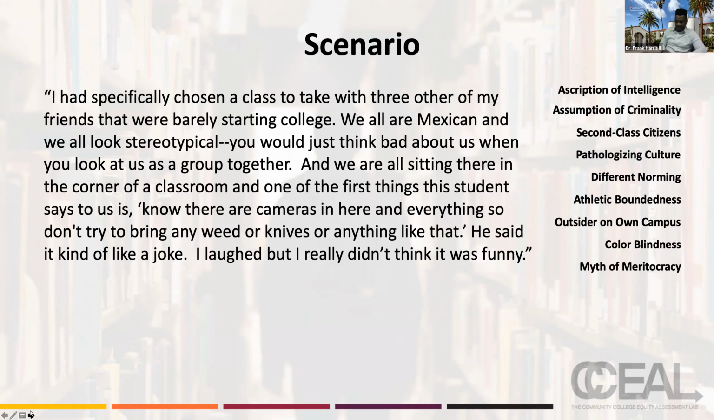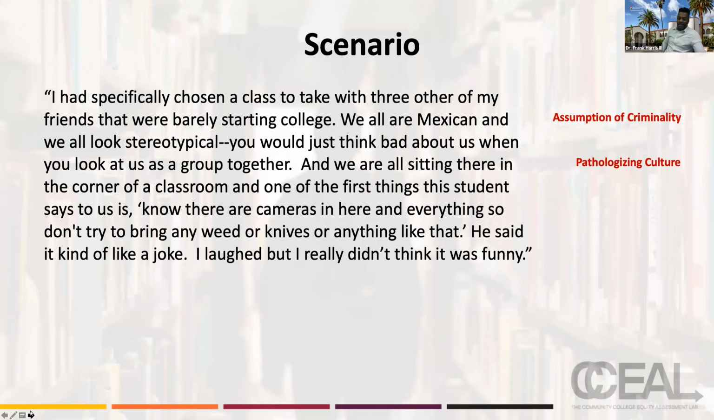Second-class citizen, okay. Here's sort of the two big ones that I see. First, assumption of criminality is probably the most obvious one there, because the person who microaggresses assumes that these students are likely to be engaged in deviant behavior based on what they look like. That behavior being carrying weapons and having drugs in their possession.